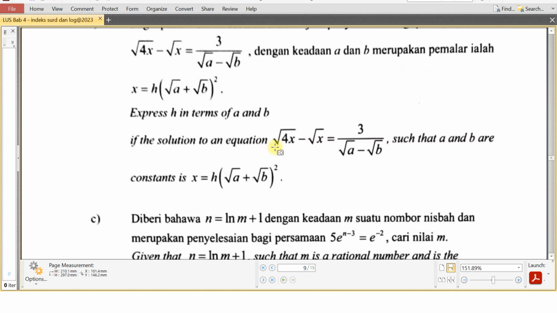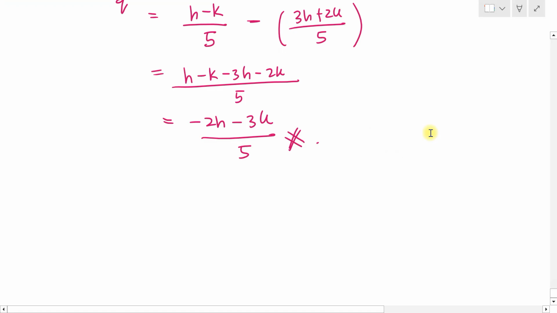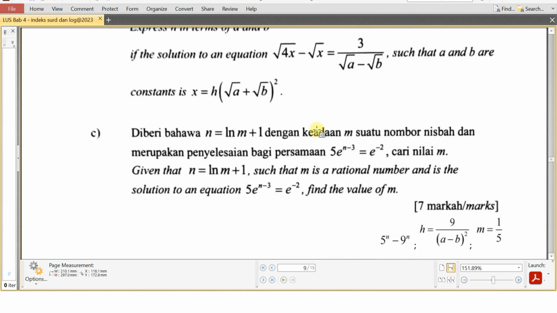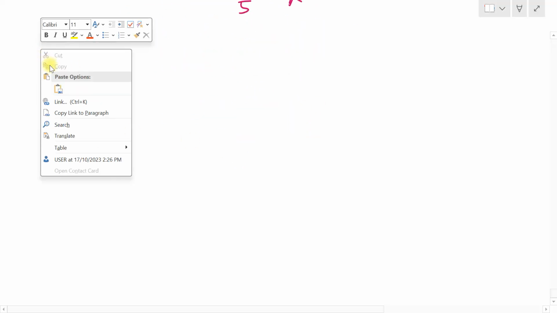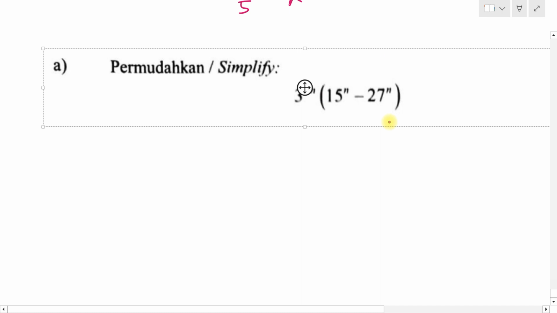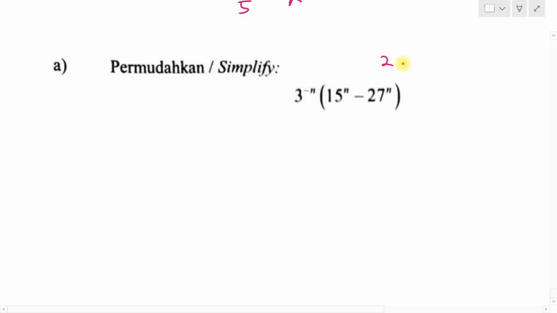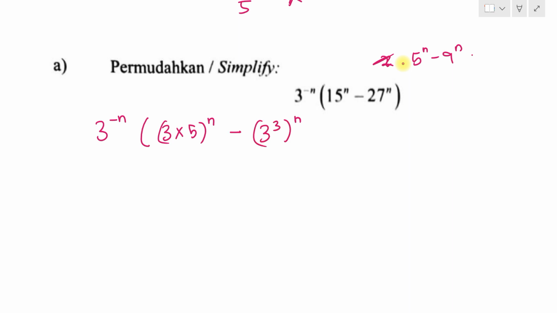Alright, 21A. The answer is 5n minus 9n. Okay, let's simplify this. 3 power negative n, 15. 15 is 3 times 5. Minus 27 is 3 power 3n. Okay, you get it like this, right?